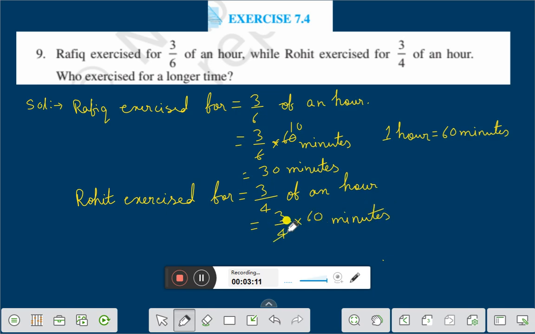Right? 4 1 is 4, 4 1 is 4, 5 6 20, 4 5 is 20. 15 3 is 45 minutes.